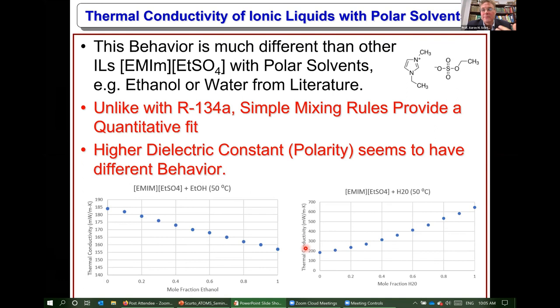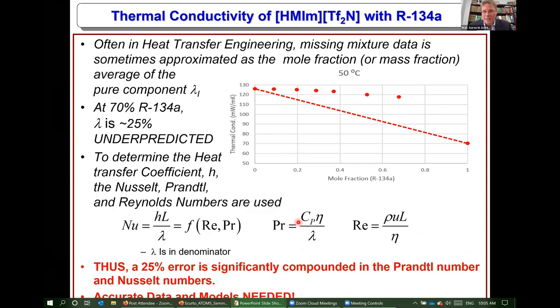And again, I should point out with these systems, liquid R134a and the ionic liquid have pretty similar densities of around 1.2, 1.3 grams per cc in their mixture as well. However, their molar volume does decrease because of the differences in molecular weights.